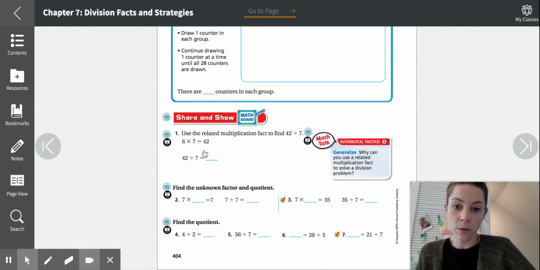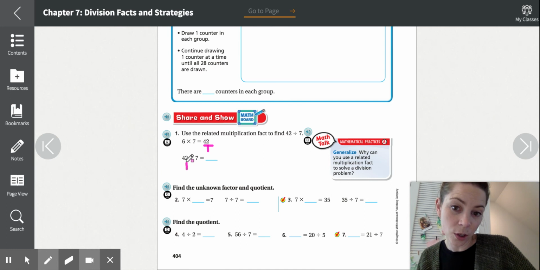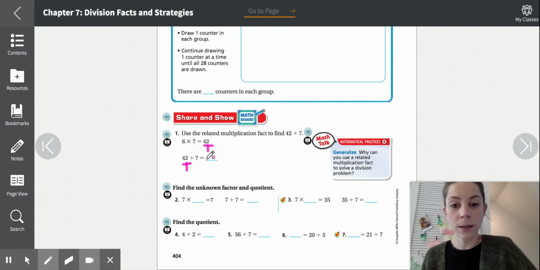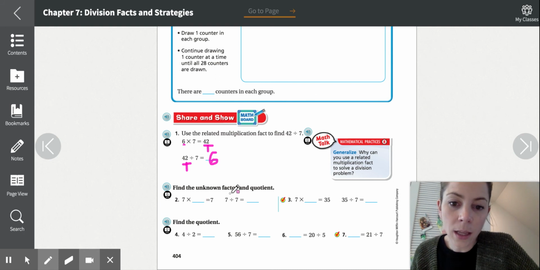Okay, so for the first one, if 6 times 7 is 42, and this is multiplication, multiplication ends with the total. Then they flip it around, and division starts with the total. And they did 42 divided by 7, so the last number would be 6. It's opposite.